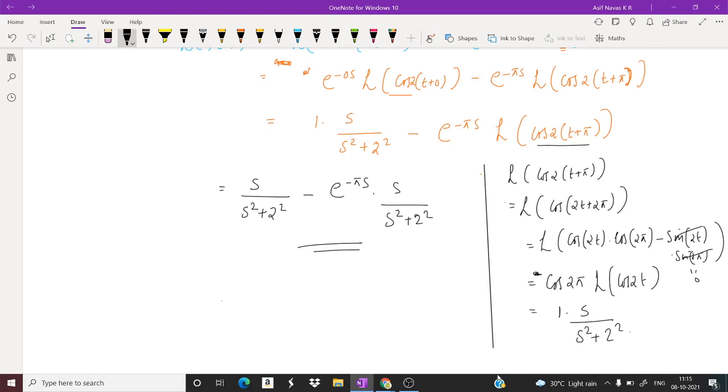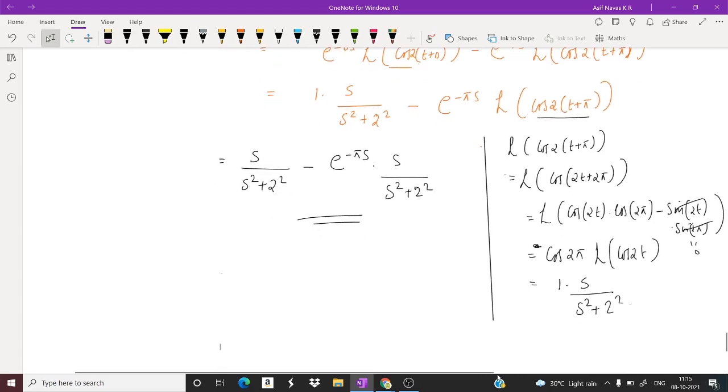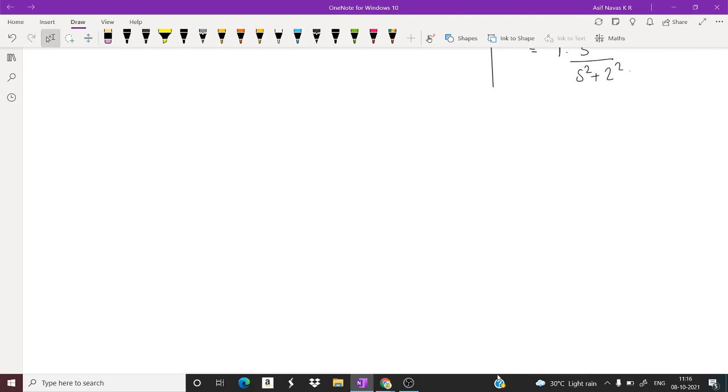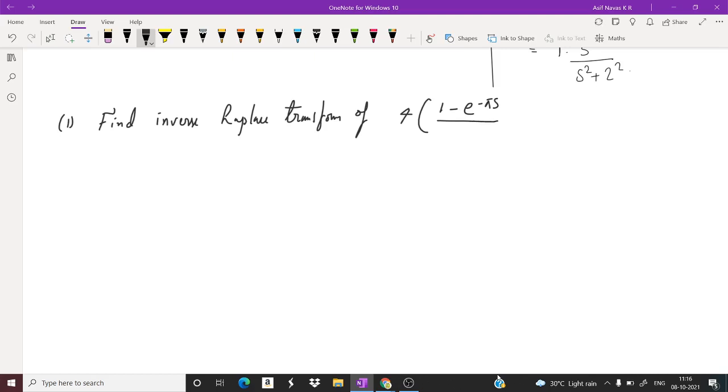Now we will do a similar problem to find the inverse Laplace transform involving the unit step function. Find the inverse Laplace transform of 4 into 1 minus e raised to minus pi s divided by s square plus 4.